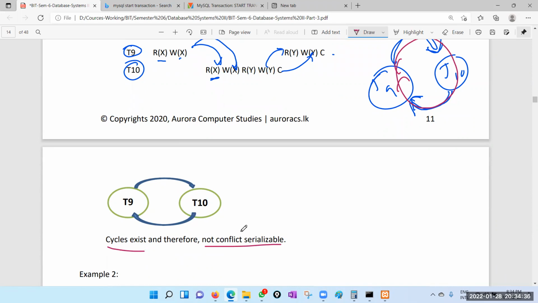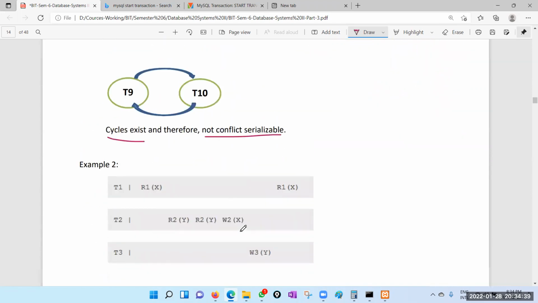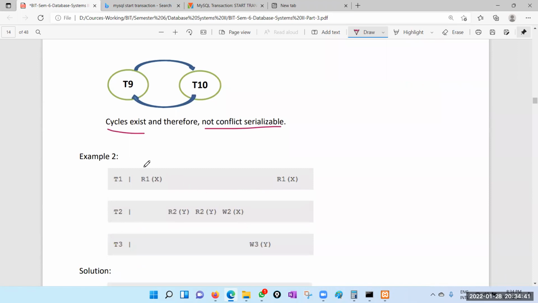Okay, let's do another example. So this is our transaction. Transaction 1, this is the schedule.